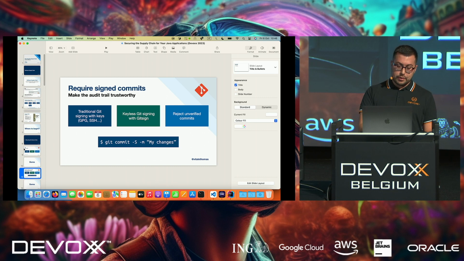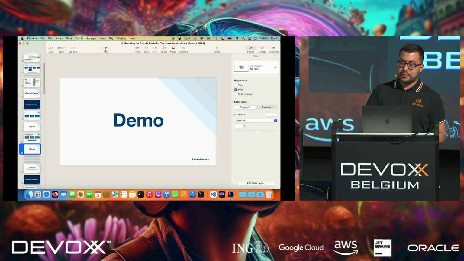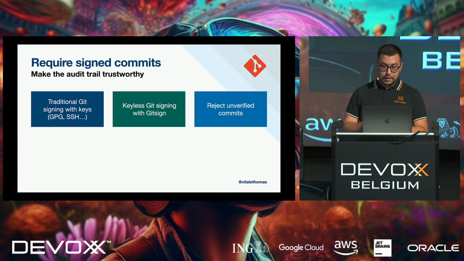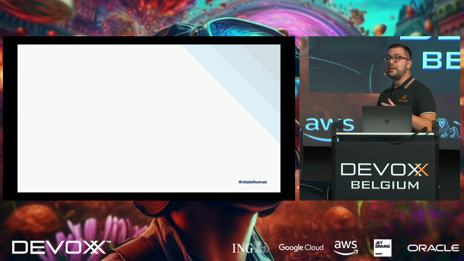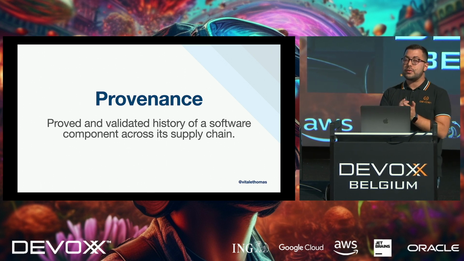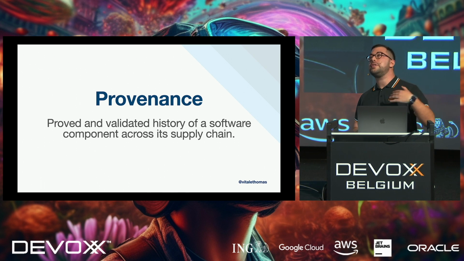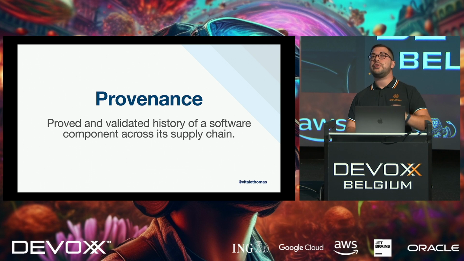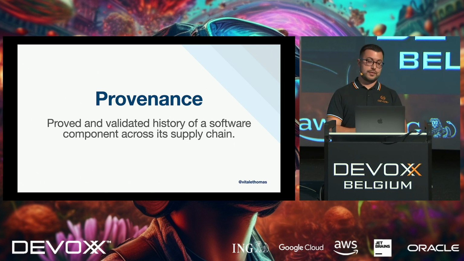And that's important because of a critical concept in supply chain security, which is called provenance. Let's move on. Provenance is a proved and validated history of a component across its supply chain. So Git is an important part of it. We want to have a validated history of all the changes applied to our source code, and we want to validate that if a change has been done by me, then it was really me. So we need authentication for that.